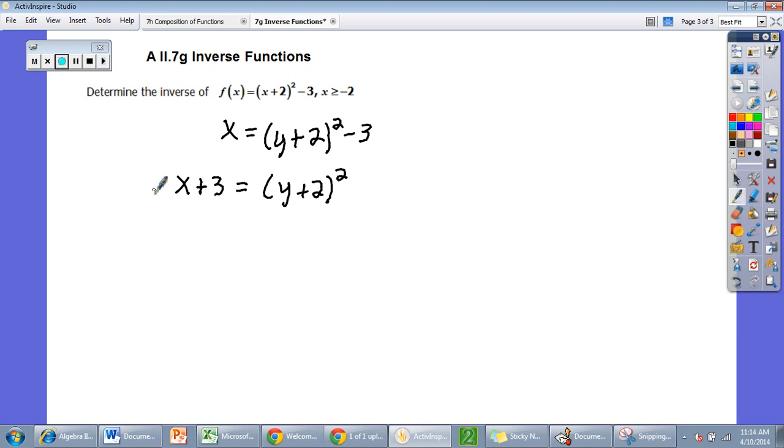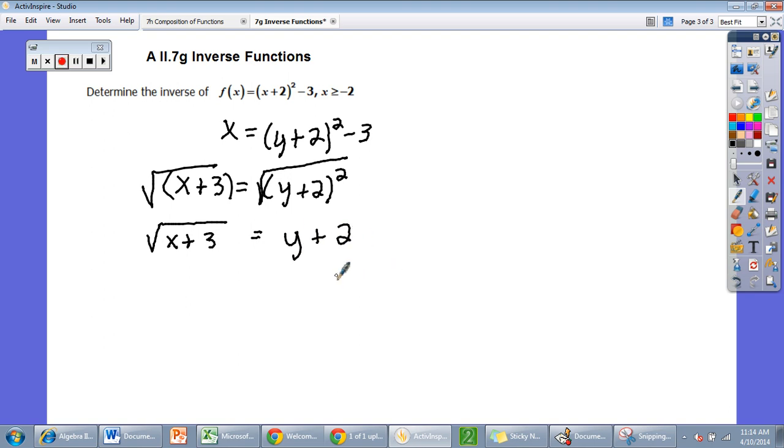Now is where we want to square both sides. Excuse me, we wouldn't want to square both sides. We would want to take the square root of both sides. So we'd have the square root of x plus 3 is equal to y plus 2. And then lastly, we'd want to subtract 2 from both sides. So the square root of x plus 3, minus 2, is equal to y.